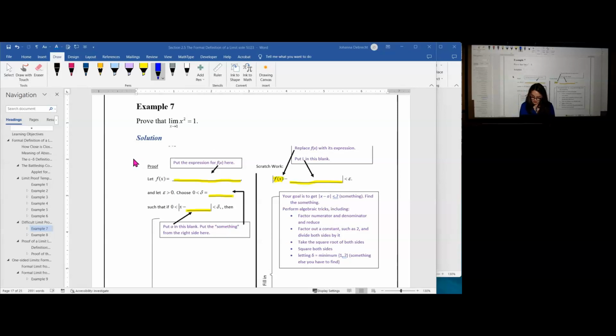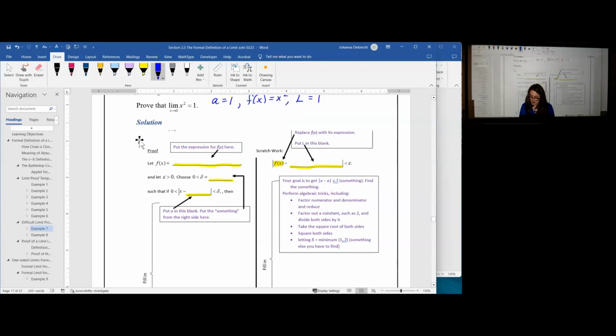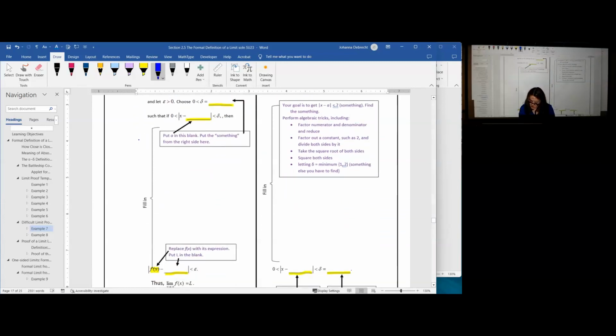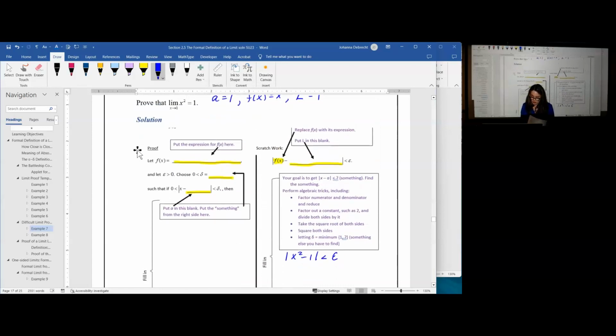Let's work through it together. Let's write out our values. A equals 1. The function is x squared, and the limit value L equals 1. We're going to start with the statement of the function minus 1 in absolute value. We get the absolute value of x squared minus 1 less than epsilon. That's what we're trying to prove. We want to end up with 0 less than the absolute value of x minus, what was our a value again? Oh yeah, 1.